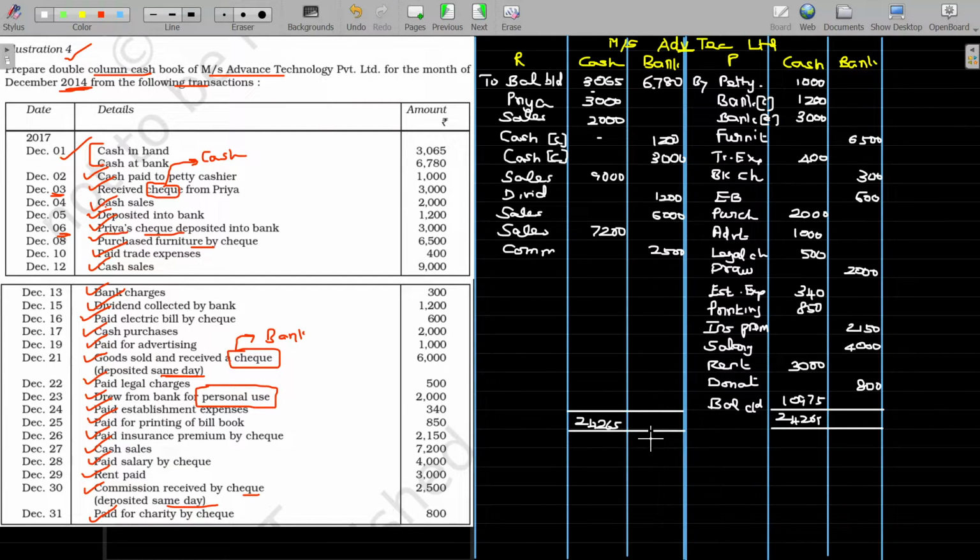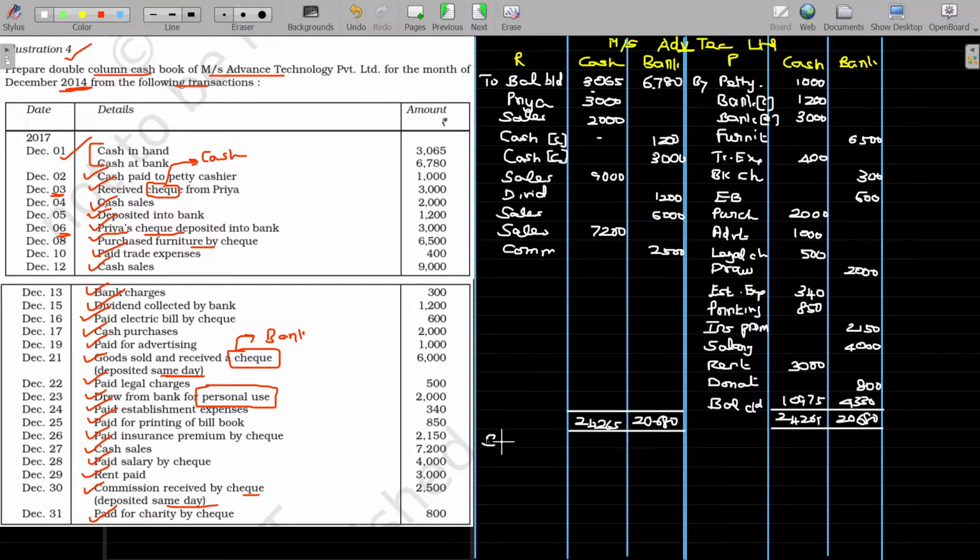In the bank column, I assume I get the balance only in the debit side. The total in the debit side being 20,680. Am I right? The balancing figure in the bank column being 4,330. Very good.